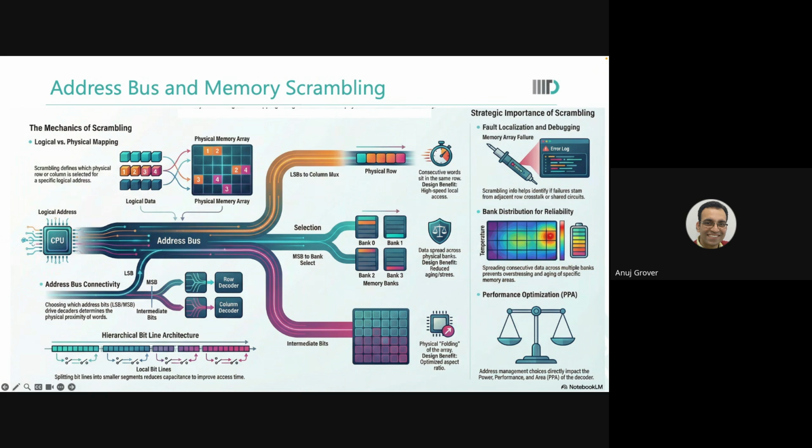I have a logical address. I said I want to write to address location 1010. In my understanding, this address is equivalent to binary number 10, or regular number 10. That 10 is represented as 1010. I want to write to address location 10.